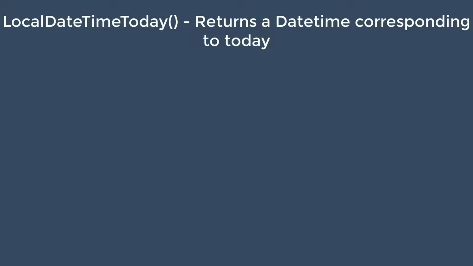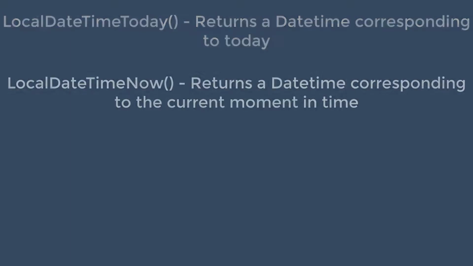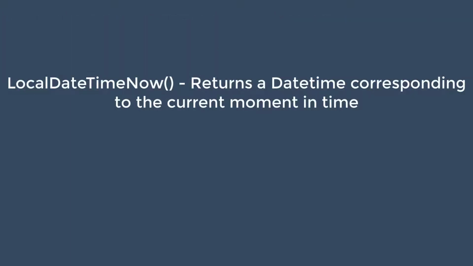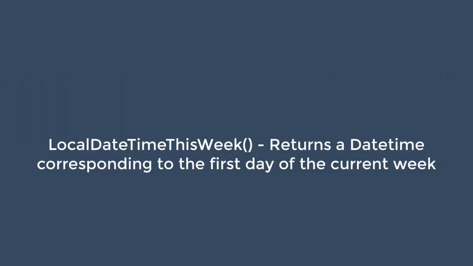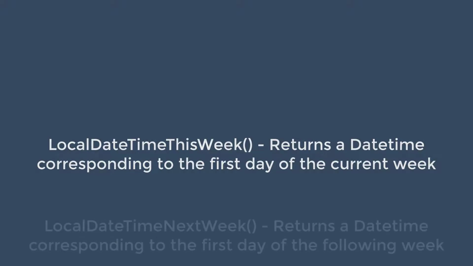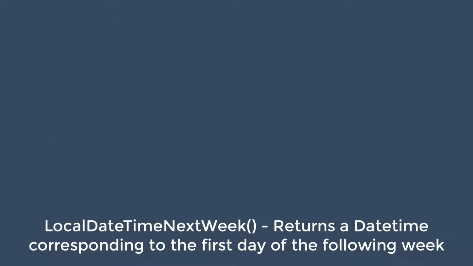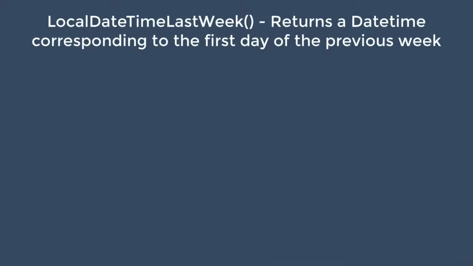LocalDateTimeToday returns a datetime value corresponding to today. LocalDateTimeNow returns a datetime value corresponding to the current moment in time. LocalDateTimeThisWeek returns a datetime value corresponding to the first day of the current week. LocalDateTimeNextWeek returns a datetime value corresponding to the first day of the following week. LocalDateTimeLastWeek returns a datetime value corresponding to the first day of the previous week. Weeks start on a Sunday for these functions.